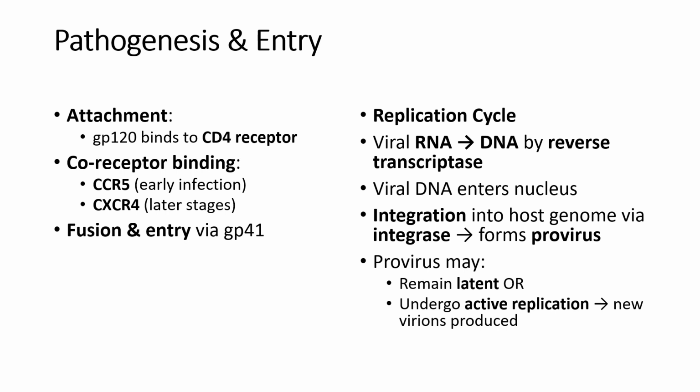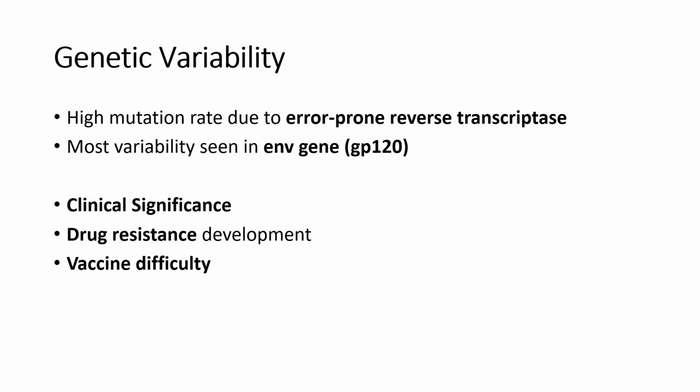Coming to the replication cycle, the viral RNA becomes DNA because of the enzyme reverse transcriptase. This DNA enters the nucleus and gets integrated into the host genome via integrase. Thus, the provirus is within us, and this provirus may remain latent or may undergo active replication. Active replication produces new virions which can further infect other cells.